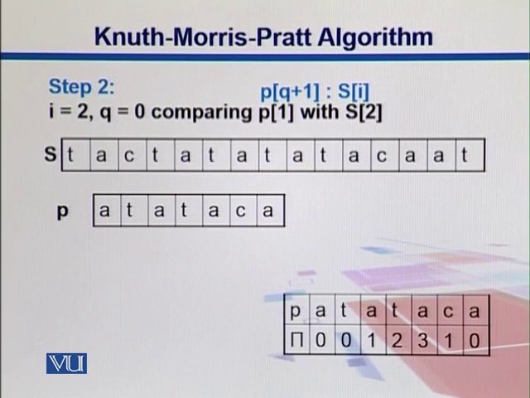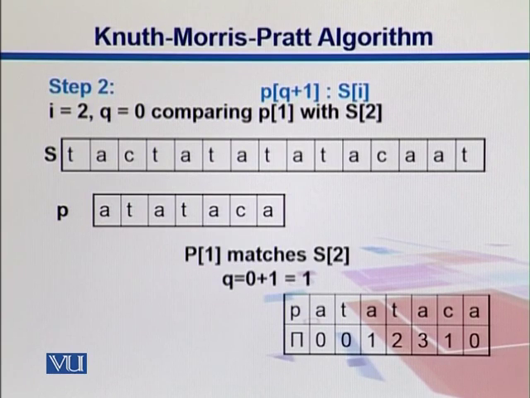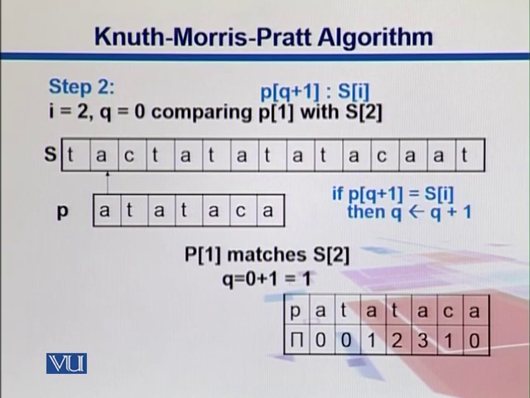In step 2, our i is equal to 2, so we are comparing s of 2 with p of q plus 1, where q was 0 in this case. Do they match? Yes. So q gets incremented to 0 plus 1, and now q becomes 1. We go up, and now our p becomes 2, since q plus 1, 1 plus 1, becomes 2, and we then compare the second character. This was to re-emphasize that if p of q plus 1 is equal to s of i, then q is incremented. I've just pasted that part of the algorithm to show why q is being incremented. It's because of this.